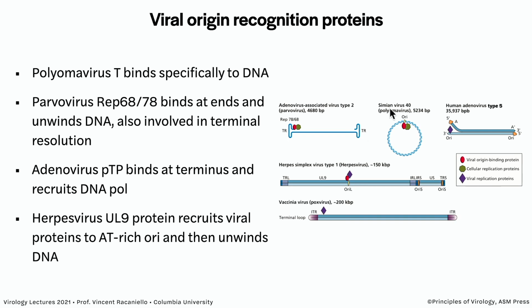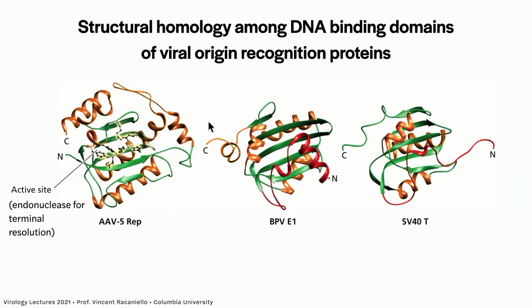And so these genomes have features in common. Missing here is the poxvirus because the details are simply not known. These origin binding proteins are structurally very similar. They probably evolved from a common ancestor. So we have here a parvovirus origin binding protein, a bovine papillomavirus one, and then the SV40 T antigen.